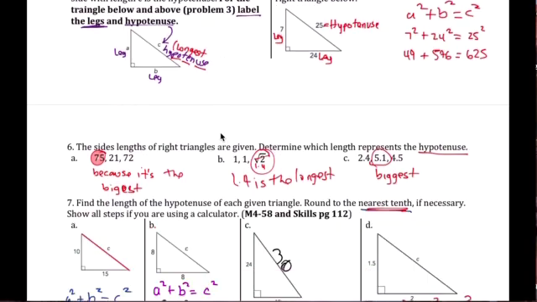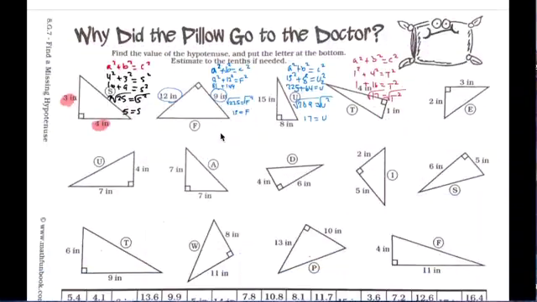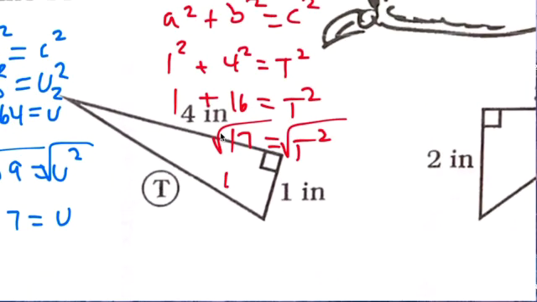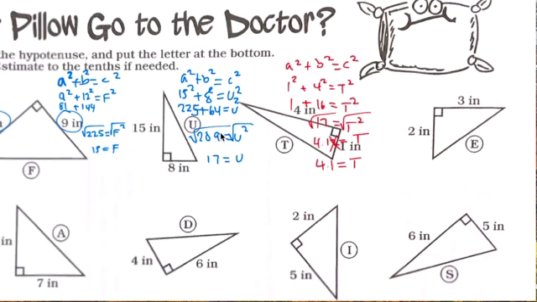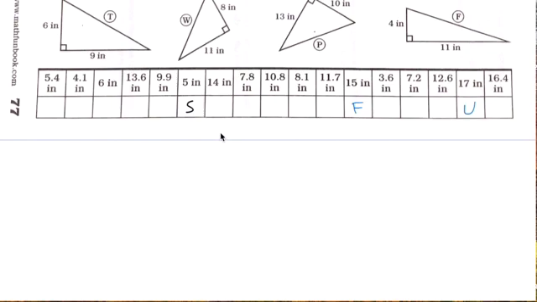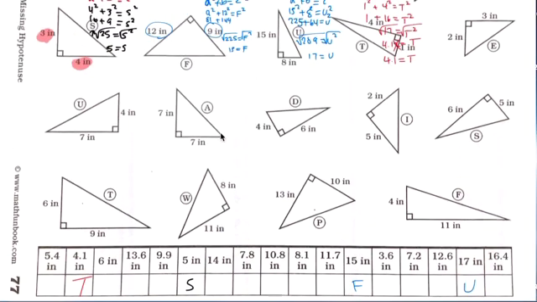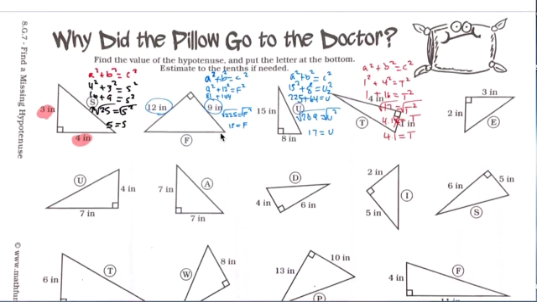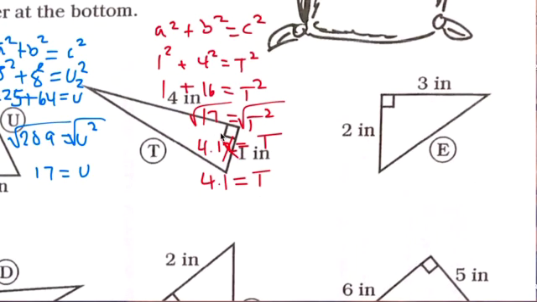So 4.12 is t. So it's a 2, so it's 4.1. Say 4.1, you put t. Okay, and that's what you do for these. And then this one here, same thing.